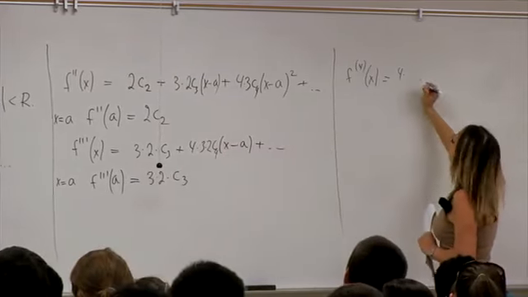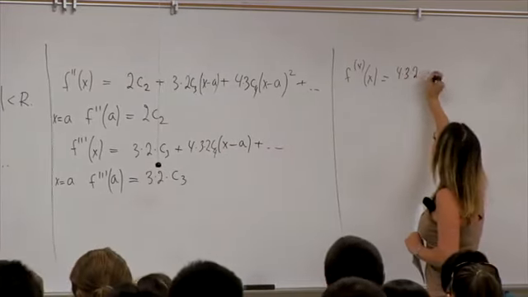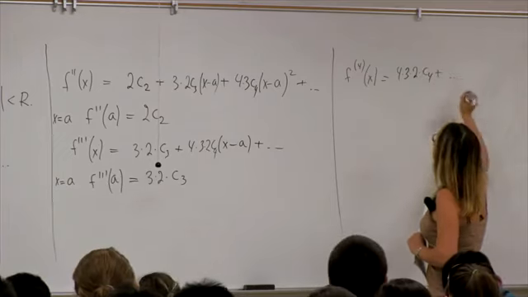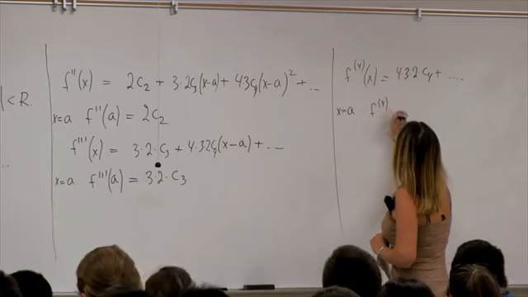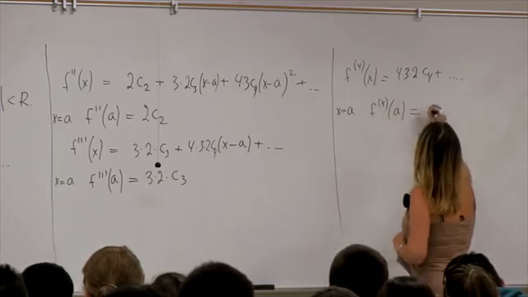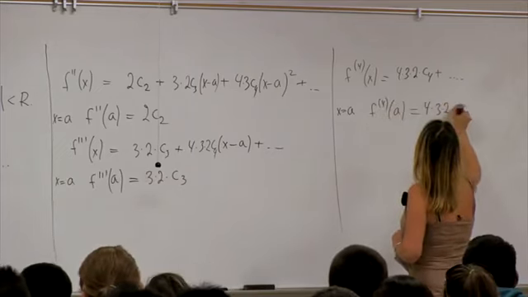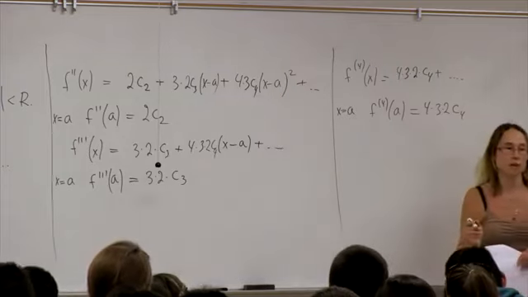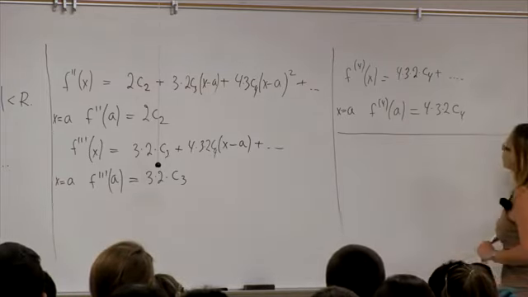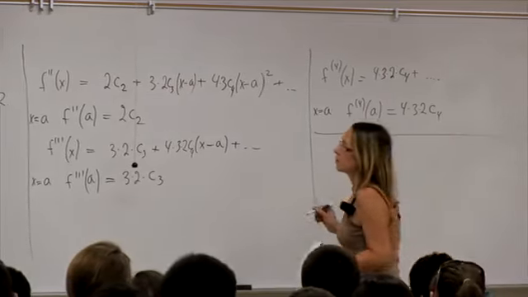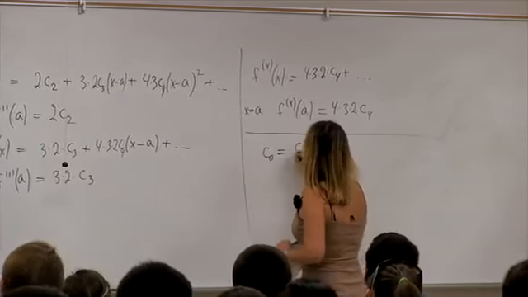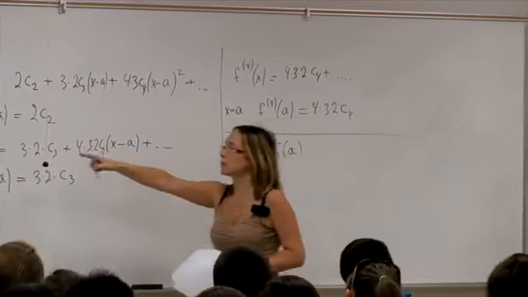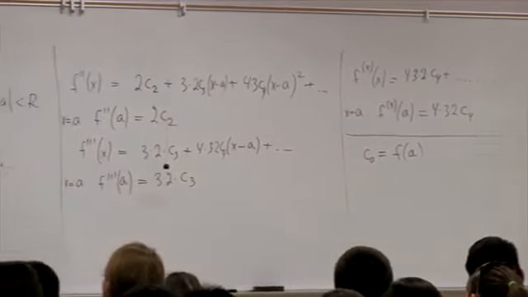So I have 4 times 3 times 2 C4 plus something else. So evaluating at A, I get the fourth derivative. That is equal to 4 times 3 times 2 C4. Okay, let me summarize. So C naught is equal to f of a. That's from the first experiment.